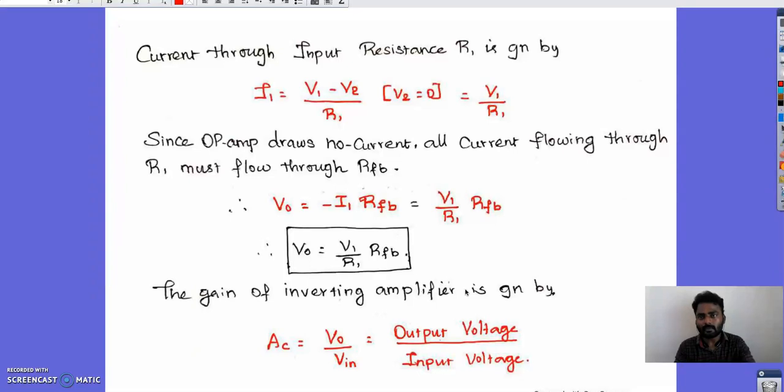And the current through this input resistance R1 is given by I1 equals V1 minus V2 divided by R1, where V2 is equal to 0, so your input current will become V1 by R1. And the operational amplifier will draw no current. So your output voltage will be equal to minus I1 into RFB, that is V1 divided by R1 into RFB, that is your input current into your feedback resistance. So output voltage is equal to input current into feedback resistance, and the gain of the inverting amplifier is given by the ratio of your output voltage and input voltage.